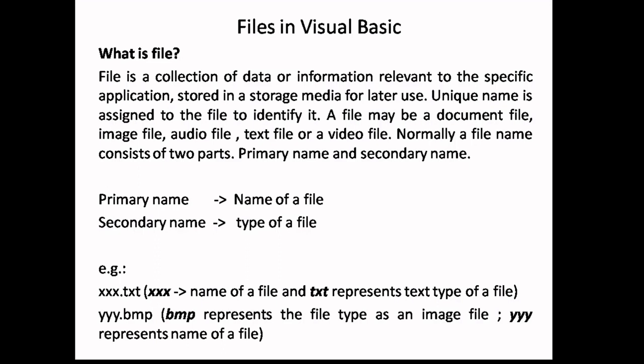So if you see the name of a file, there are two parts: the primary name and the secondary name. In between the primary name and the secondary name, there is a dot symbol. The dot symbol separates the name of the file into two portions. The portion prior to the dot symbol represents the primary name. The portion after the dot symbol represents the secondary name, normally used to identify the type of a file.